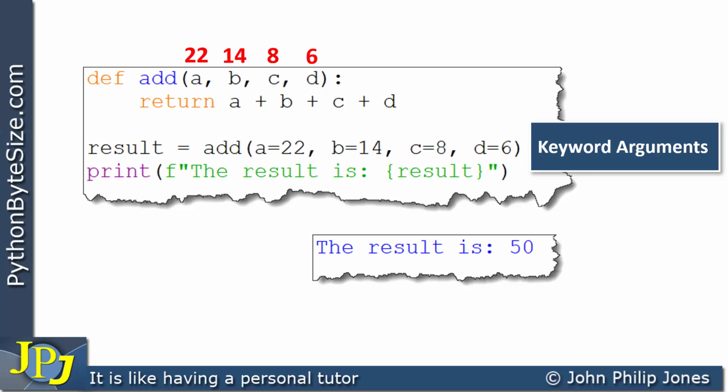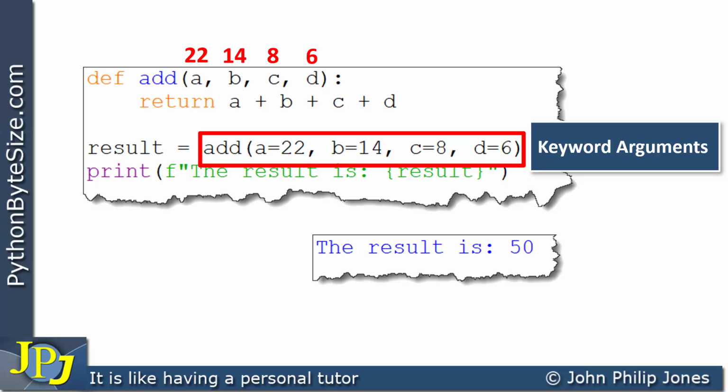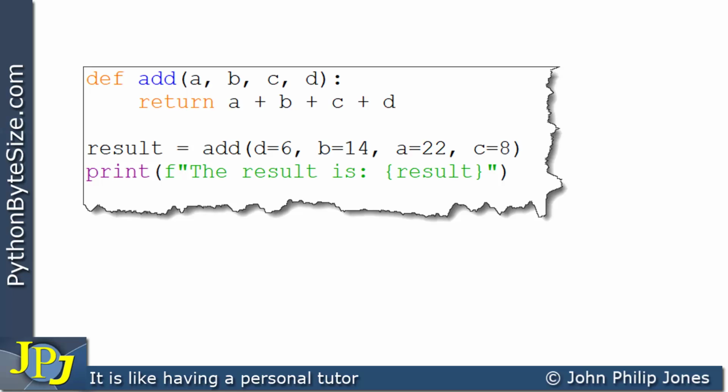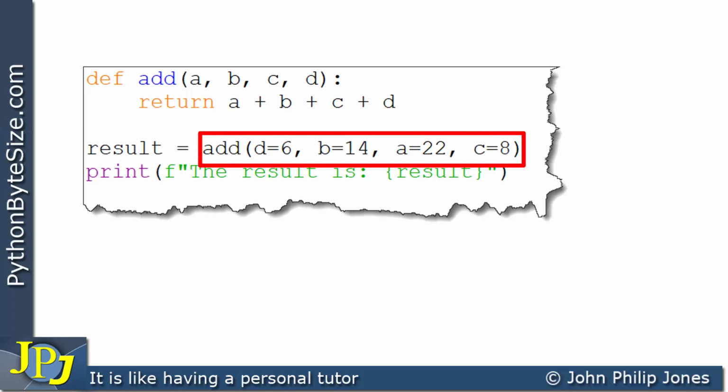Now, what I'd like you to note again is this call and these keyword arguments, and note the order in which these arguments appear, because in the next program I'm going to change the order to emphasize it doesn't matter what the order is when you're using keyword arguments. So let's have a look at the program, and you can see here that I've changed the order. I've said D equals 6, B equals 14, A equals 22, and C equals 8. I've put them in a different order.